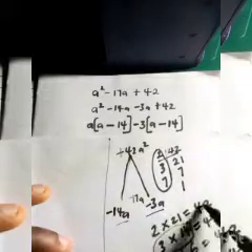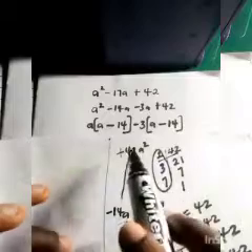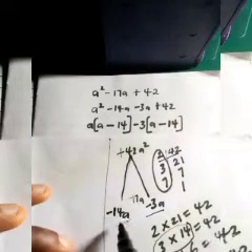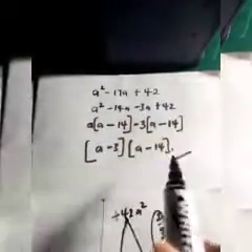2 times 21 gives us 42. 3 here times 14 gives us 42. This 7 times 6 gives us 42. So 3 and 14 when multiplied together give us 42, and when added together give us 17. So we had minus 14a and minus 3a. I brought them here. I factorized it.